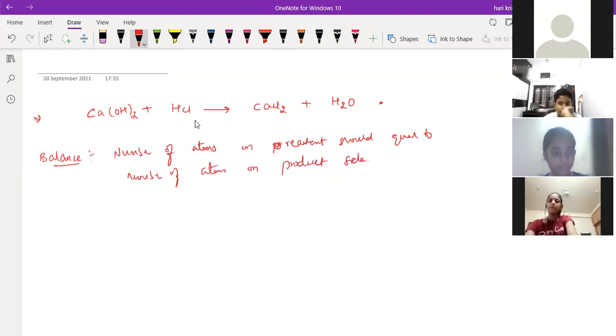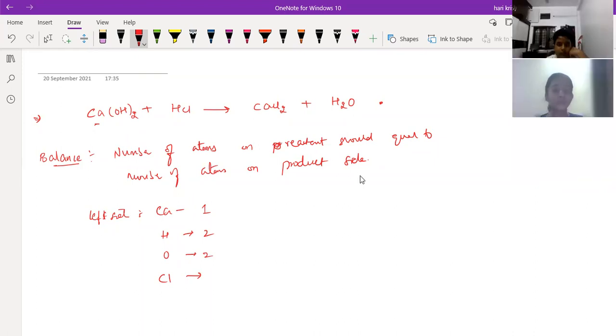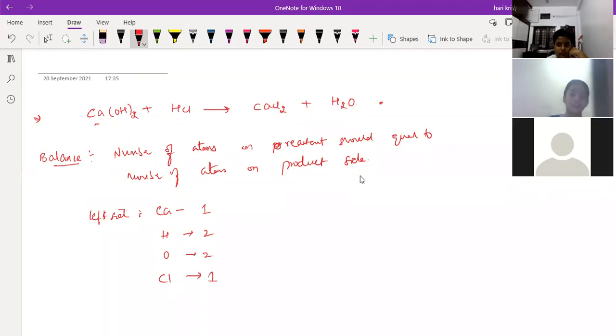Okay. If you take the left side, how many calciums are there? One. How many hydrogens are there? Two. How many oxygens are there? Two. How many chlorines are there? Only one. Okay.